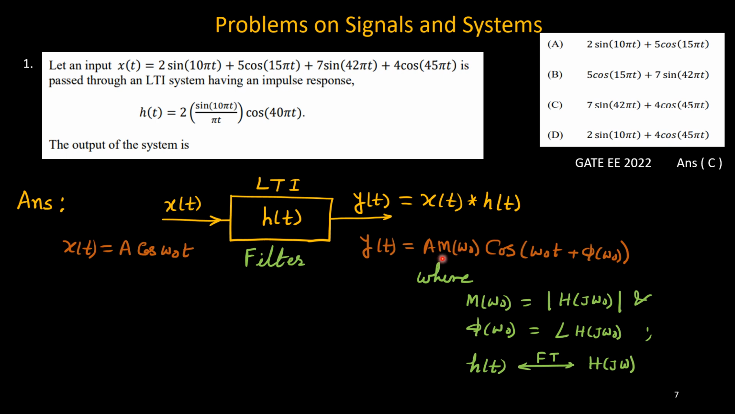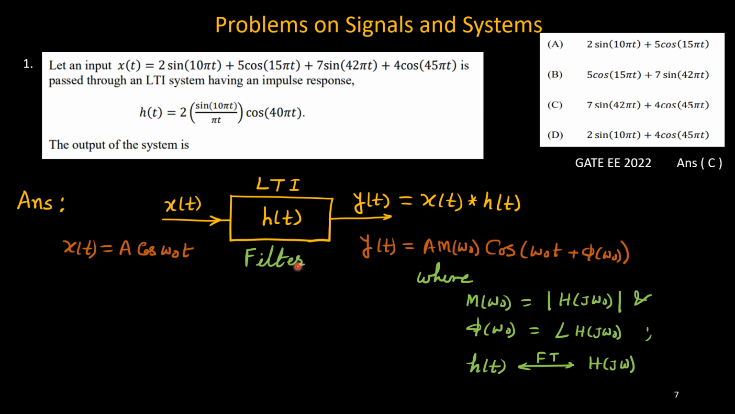So here the amplitude becomes A times M(ω0), the magnitude of H(jω) at ω0. H(jω) is the Fourier transform of h(t), right? Its magnitude part is M(ω0) at frequency ω0, and a phase is also added with ω0t, and this phase at ω0 for H(jω) we can compute. Then we will get the output signal y(t).